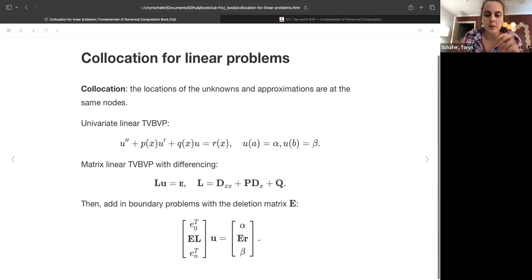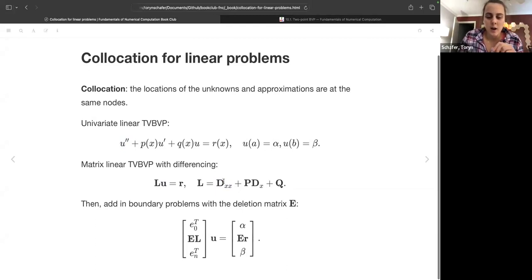We can calculate the output. This is sort of your response. Then we don't know the value of the function at those x's, so we want to know the value of the function u at the nodes where we calculated the response. Again, collocation: the nodes where we're evaluating the function are the same nodes where we're evaluating this response, and the same nodes where we're calculating p and q. Instead of having the derivatives here, we replace them with differentiation matrices. It doesn't have to be finite differencing; you can do spectral differentiation as well, whatever differentiation matrix you would want here. Does that make sense?